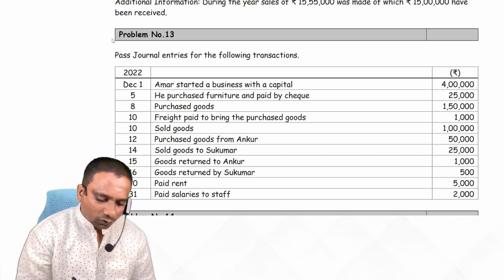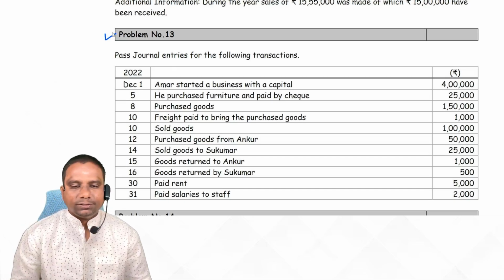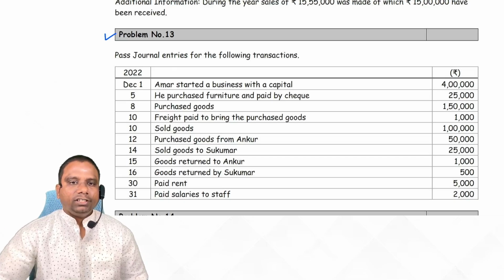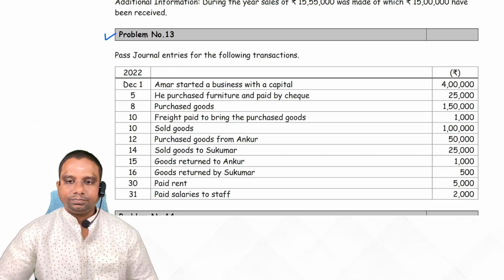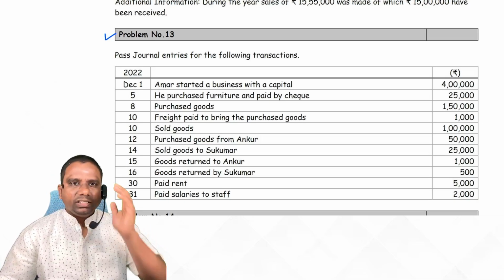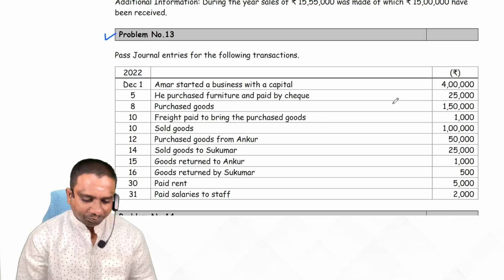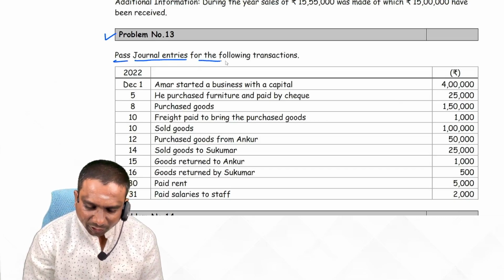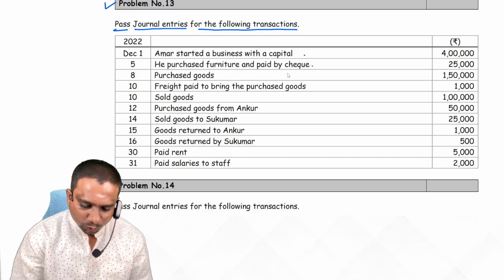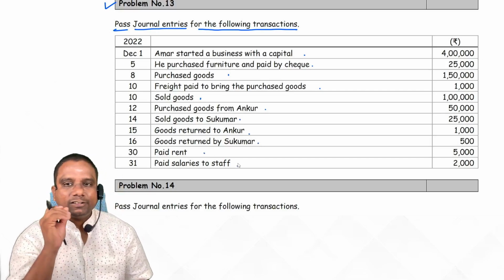Problem number 13. Observe. First, you just go through the problem. Take a pass and go through the transactions once. Yes, I hope you have completed reading the problem. Now look at the transactions one by one. Pass journal entries for the following transactions. So identify how many transactions we have. 1, 2, 3, 4, 5, 6, 7, 8, 9, 10, 11 transactions we have.